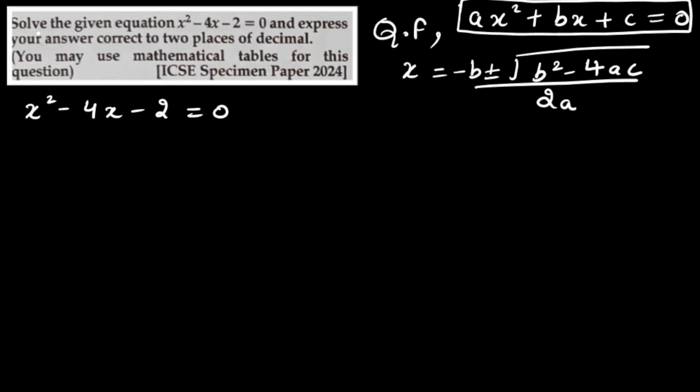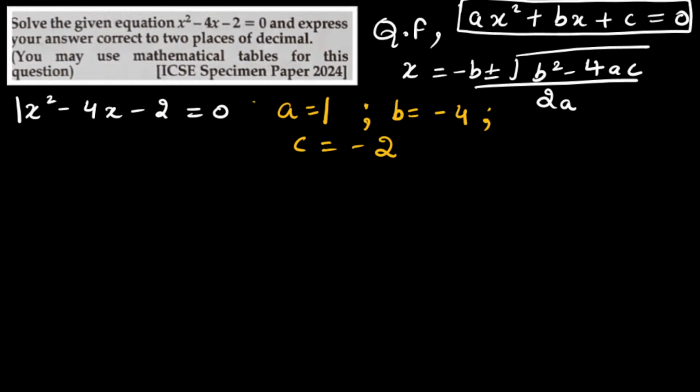So first of all, we'll see the values of a, b and c. We'll write the values. a is the coefficient of x square. Here with x square, nothing is there, that means 1 is there. Don't write the x variable here, we have to write only numbers. So a equals 1, b equals minus 4, and c equals minus 2.